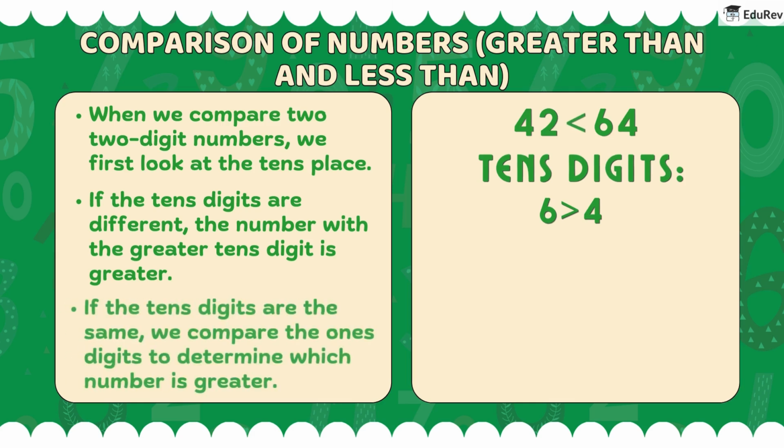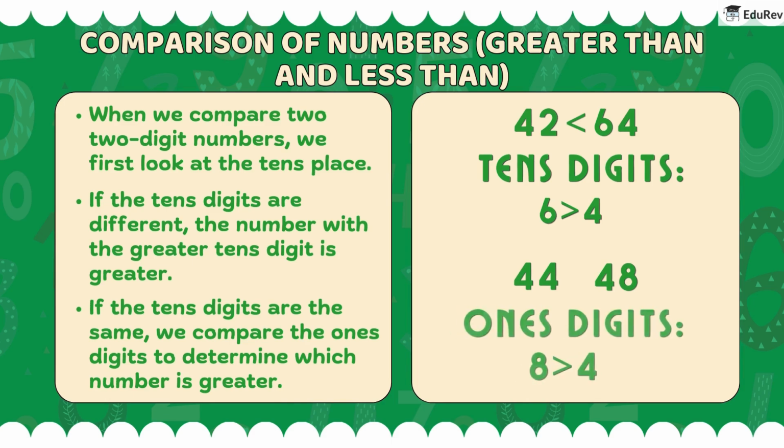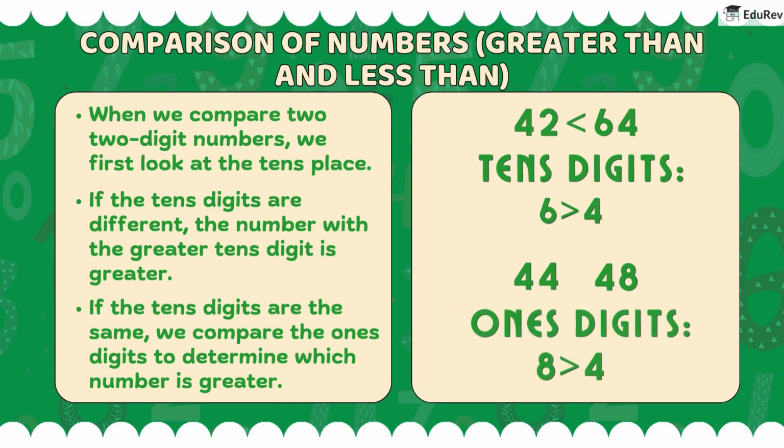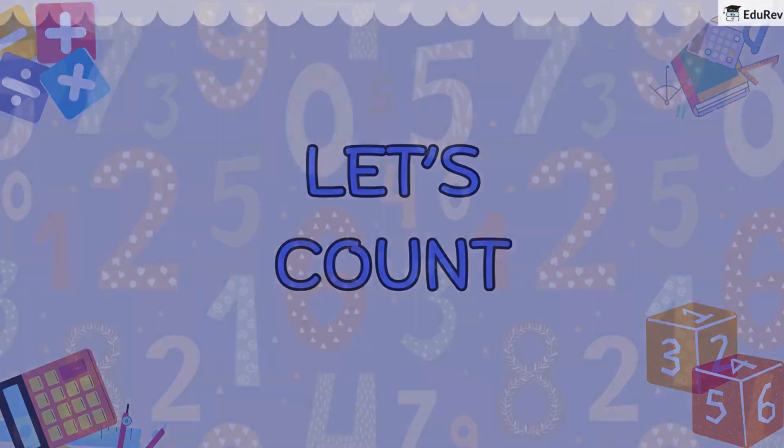If the tens digits are the same, we then look at the ones digits. For instance, in comparing 44 and 48, since both have 4 in the tens place, we compare the ones. 8 is greater than 4, so 48 is greater than 44. Now, let's count some numbers.